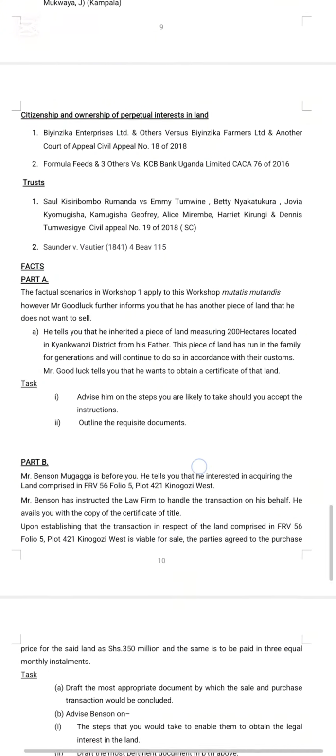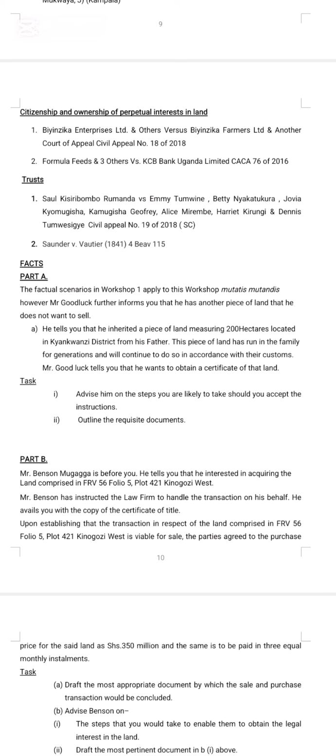Then citizenship and ownership of perpetual interest in land. Basically, I want to look at the case of Binzika Enterprises versus Binzika Enterprises, which discusses what a company is, and that a non-citizen company cannot own land in Uganda except by leasehold. Of course, there's a big discussion on what circumstances a company is said to be a Ugandan company, but a company will be treated as a Ugandan company if Ugandan citizens own more than 50% of the shares in that company. But in some instances where an Indian has 50 and a Ugandan has 50, the court will look at who makes the majority of decisions.